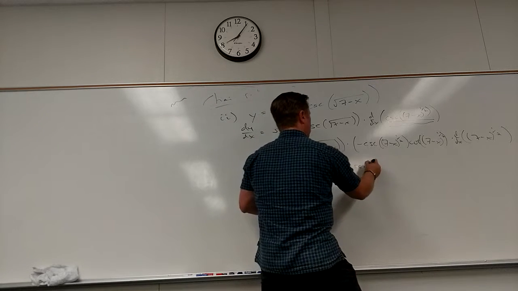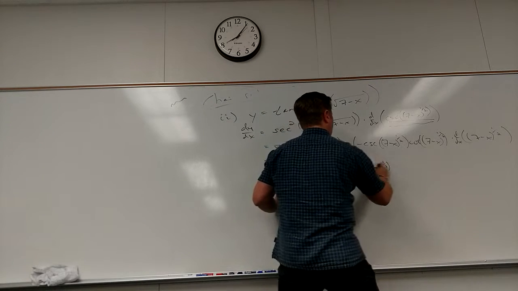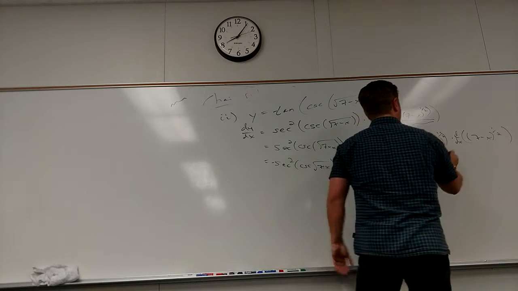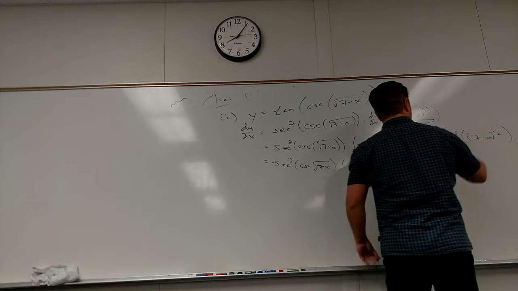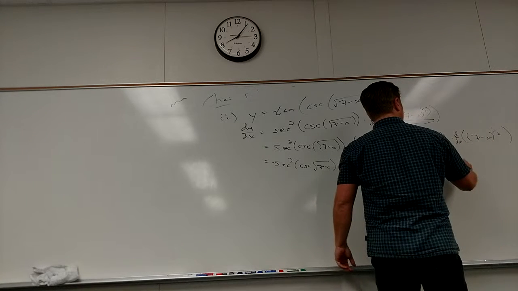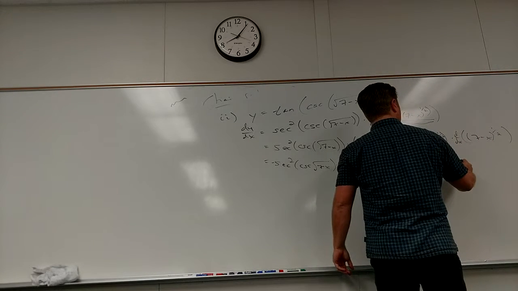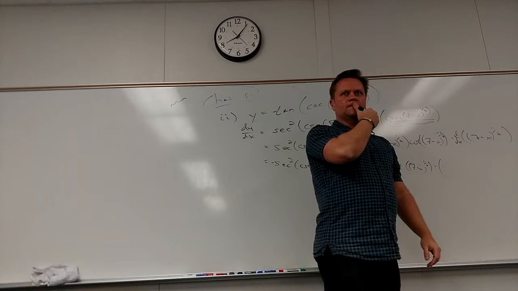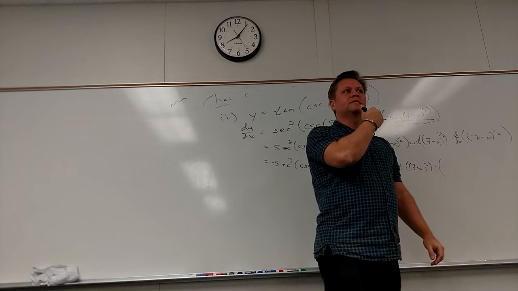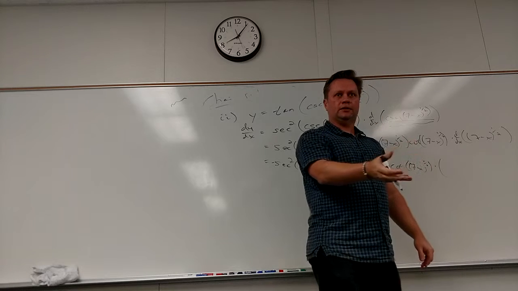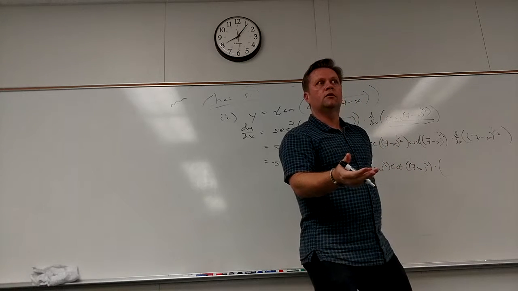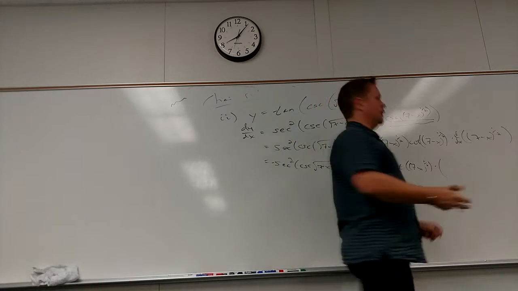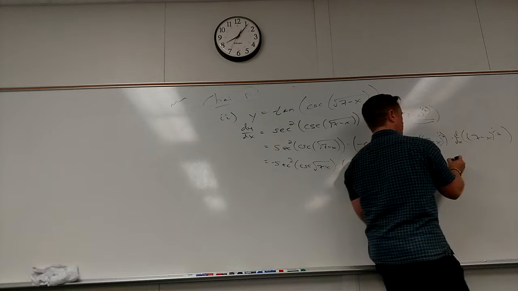Times cosecant of 7 minus x to the 1/2, cotangent of 7 minus x to the 1/2, times, how do we do this guy's derivative? Is it a chain rule? Is there an outside function? Yes. What's the outside function? 1/2 power. What's the inside function? 7 minus x. Beautiful.